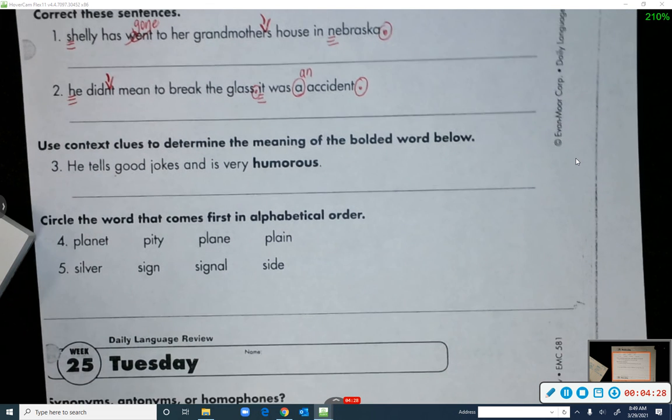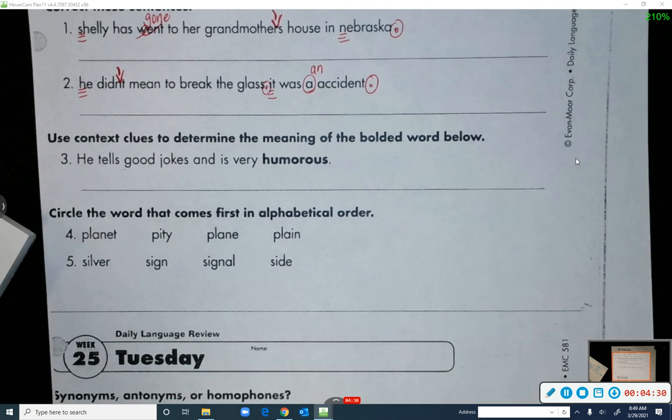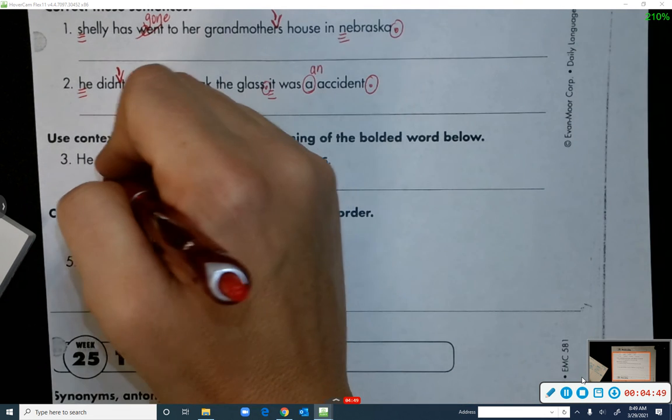All right, number 3. He tells good jokes and is very humorous. So that bolded word, what might that mean for telling jokes? And he is very humorous. What do you think that means? Javea? Funny. Good.